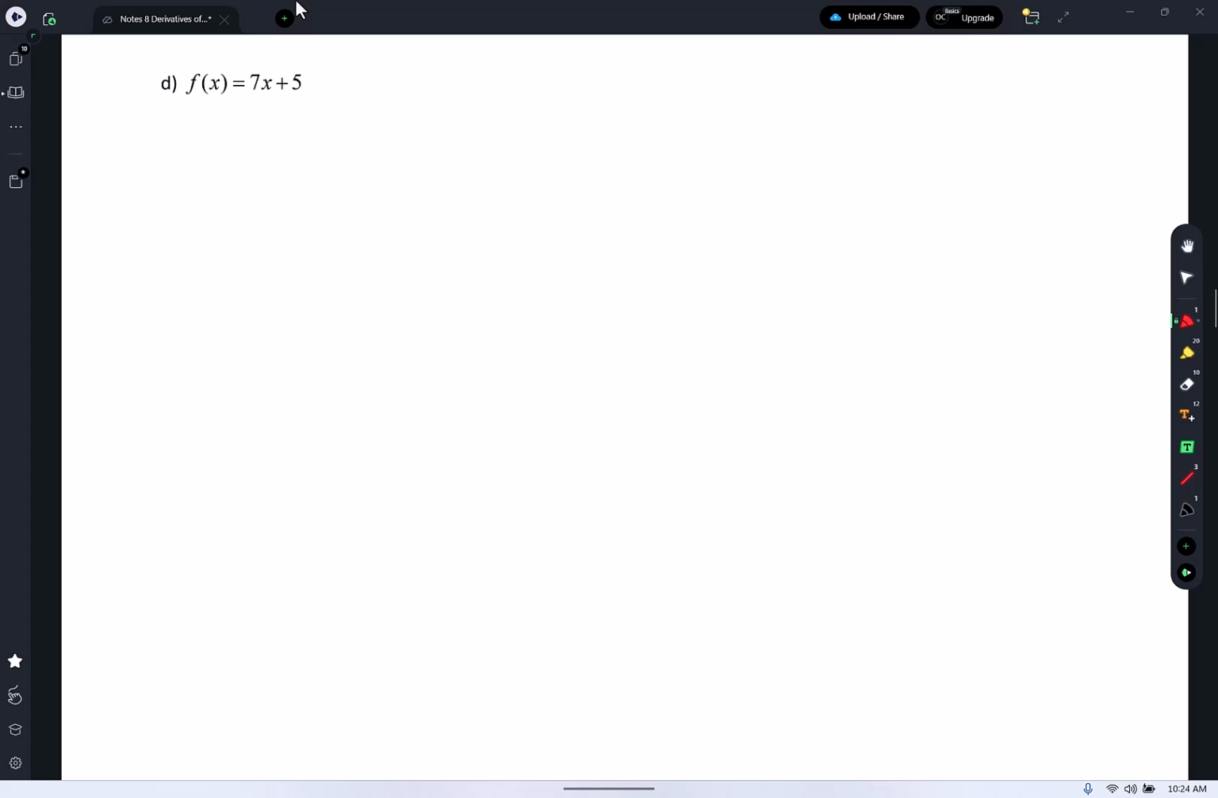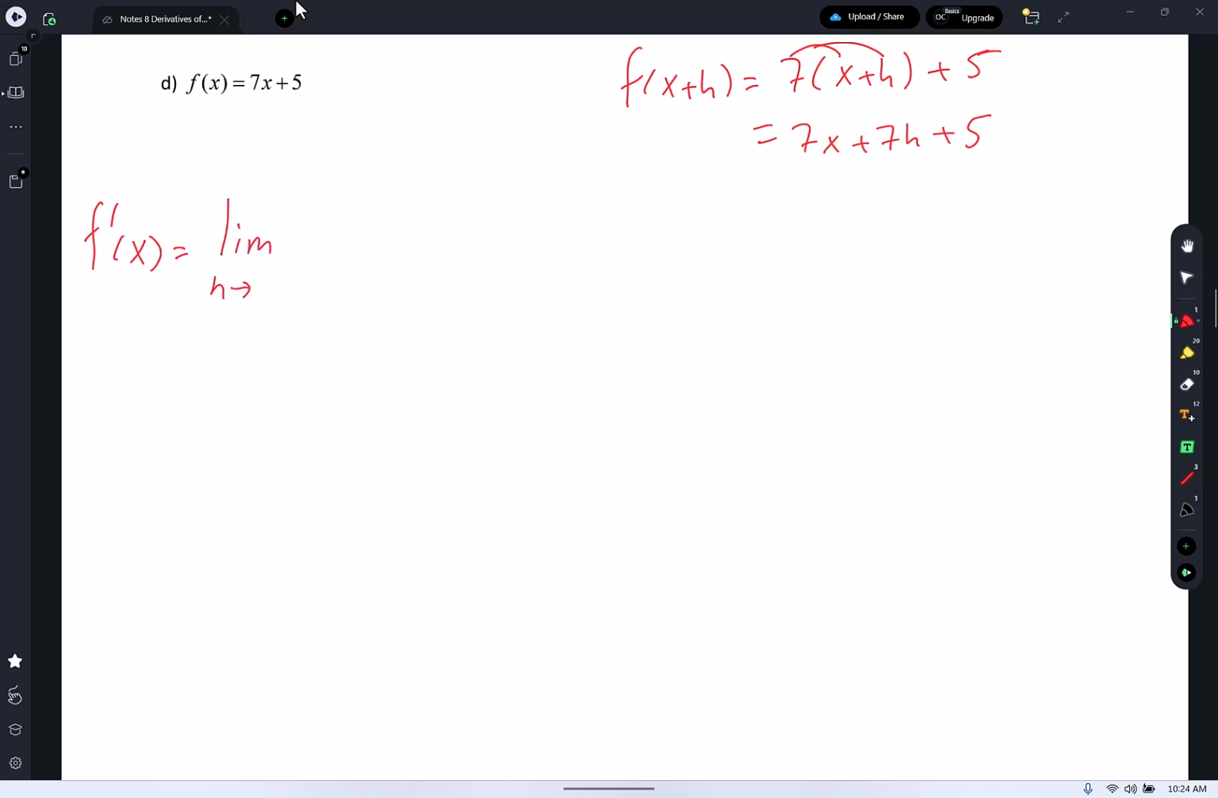All right. You guys ready? We're doing the same thing again, guys. Here we go. F of x plus h: 7 parenthesis x plus h, close it, plus 5. I'm just going to distribute the 7. 7x plus 7h plus 5. Nothing combines. f prime of x equals limit as h approaches 0, 7x plus 7h plus 5 minus parenthesis f of x, 7x plus 5, close it, all over h. This is your f of x, guys.